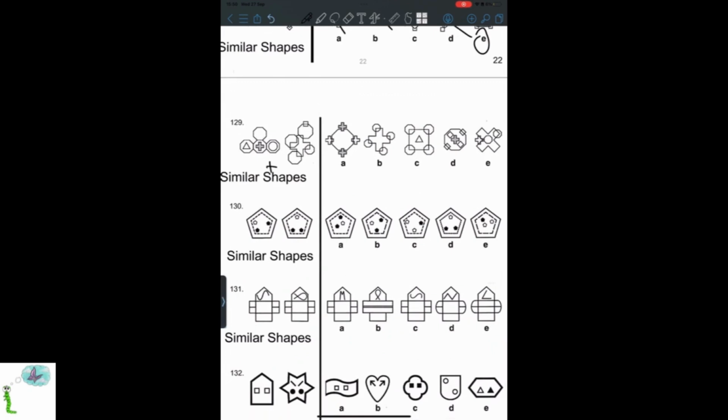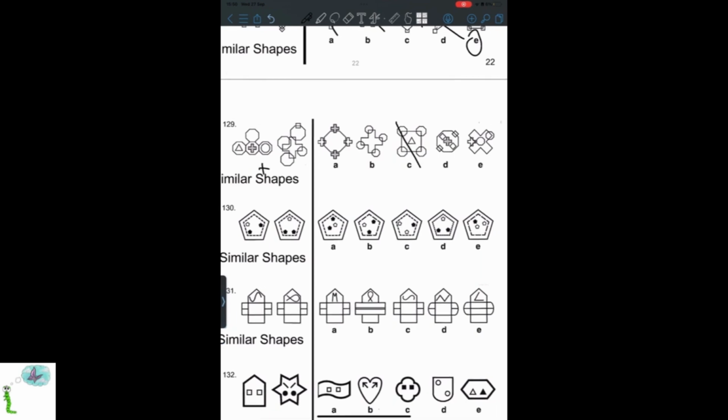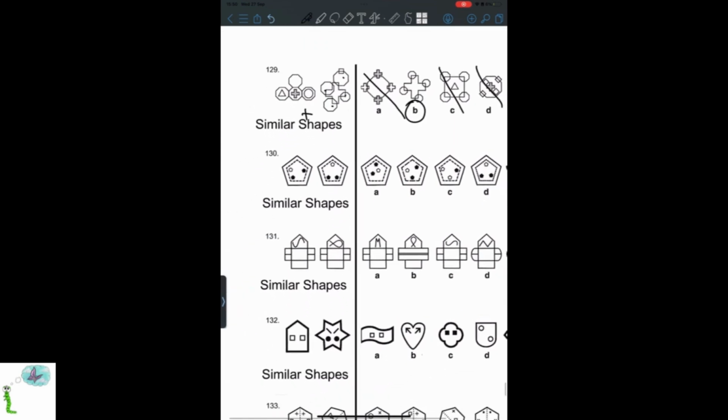What's similar? These both have a plus, so that could be a rule. We can cross out anything that doesn't have a plus. That has a plus, yeah, okay. What other rules can we look for? It has 4 of these octagons, I think they are. So anything that doesn't have 4 octagons we can cross out. Bosh, bosh, bosh. And we're left with B.